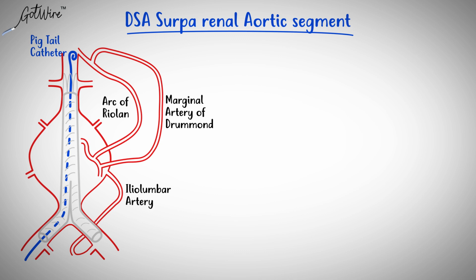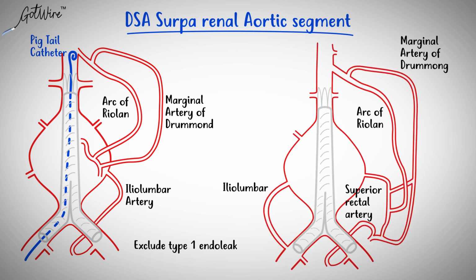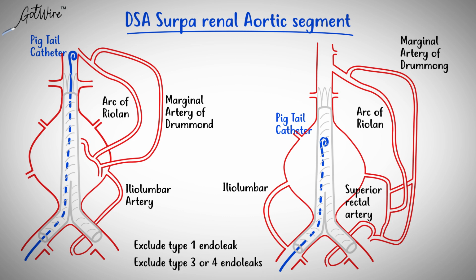This allows firstly to exclude a type 1 endoleak, but also to identify all the mesenteric collateralization from the SMA and the celiac to the IMA, which can be filling the sac. The second step involves retracting that pigtail catheter back into the aortic graft and performing a DSA to exclude any type 3 or 4 endoleaks that may be appreciated this way.